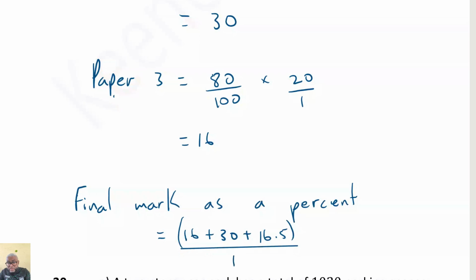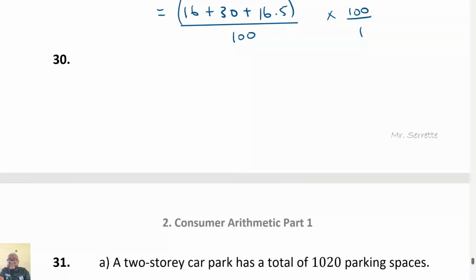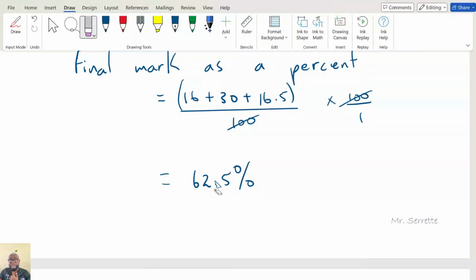The total will be out of 100 and multiplied by 100 over 1 because it's a percent. So the two hundreds are just cancelling out. Whatever you get when you add up, the numerator will be your percent. What do you get? 16 plus 30 plus 16.5. Add it up. 62.5. Yes. Right. This is the percent. Everybody good there? Now hear this. We only have a few minutes. I want to finish all this today. I really want to finish this.